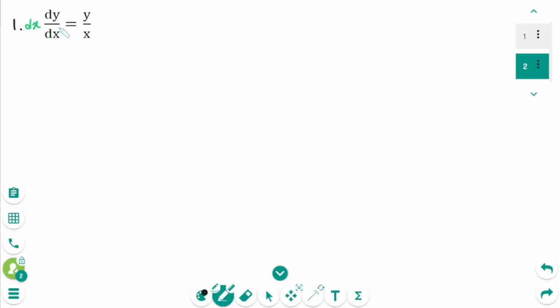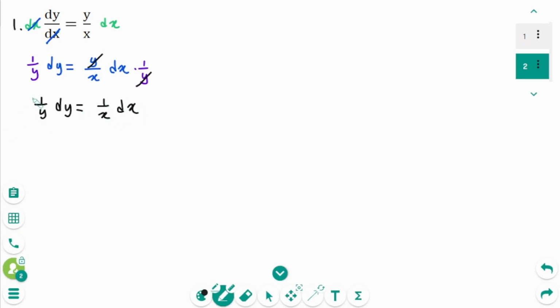Times dx on each side. Then dx is cancelled. dy equals y over x times dx times 1 over y on each side. Then 1 over y dy equals, y is cancelled, then 1 over x dx. Integrate both sides. Then ln absolute value of y equals ln absolute value of x plus c.